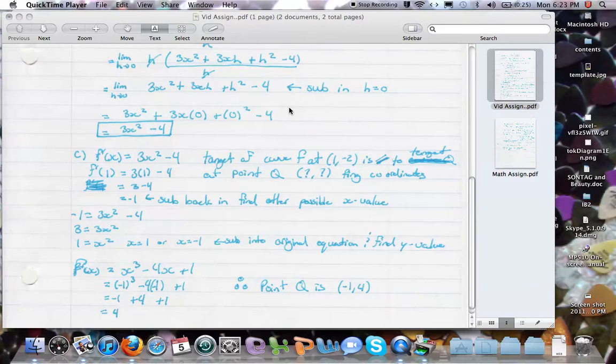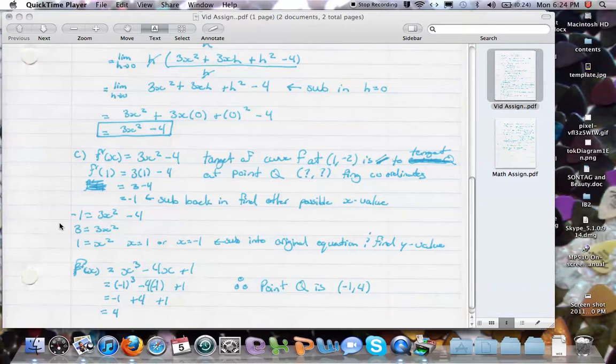So plugging in the x value of 1 at point P, you then get the gradient, as you can see over here on the left hand side. You plug in 1 into 3x squared minus 4, you get 3 minus 4, which equals negative 1. And you sub that back into the gradient formula to find the other possible value for x. So you get negative 1 is equal to 3x squared minus 4.